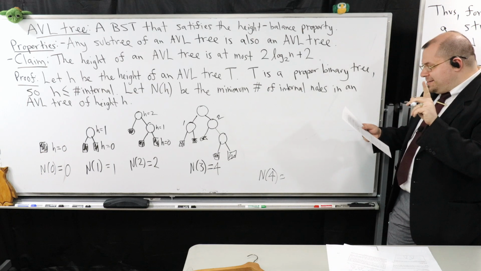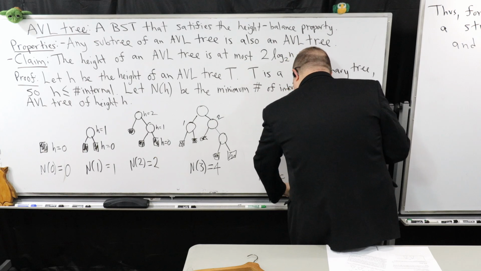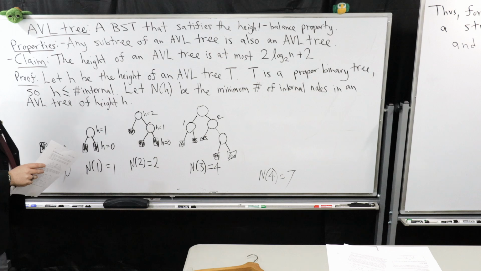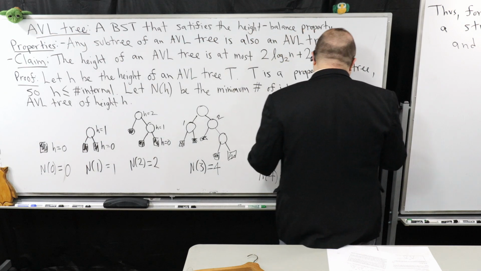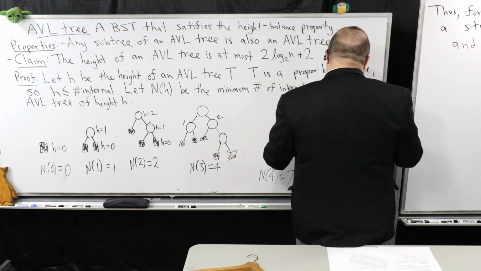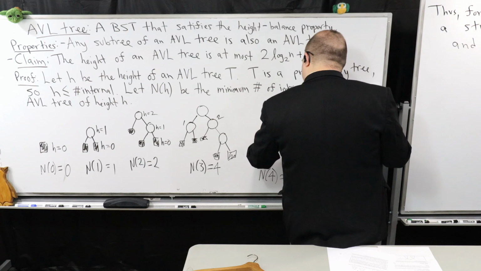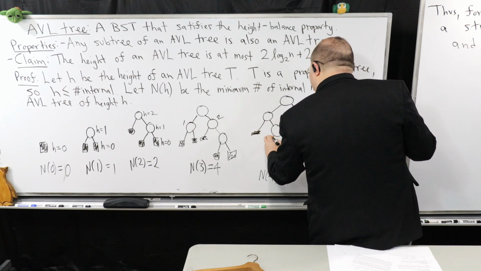So somebody is suggesting 7, and that is exactly it. It's 7. That's very good. So let's draw out what that tree would look like. I'm going to draw it out, starting right at the root. And if you didn't catch this, I'm going to show you what's going on.